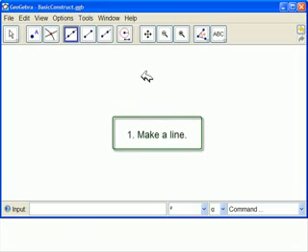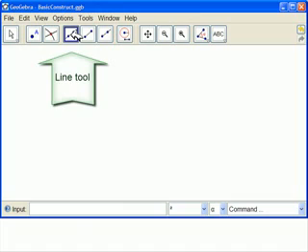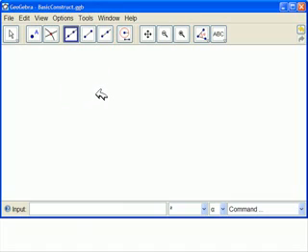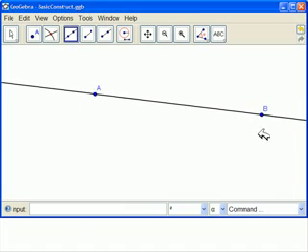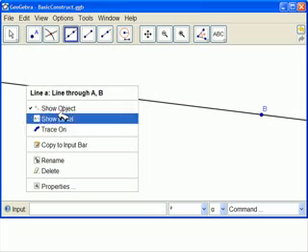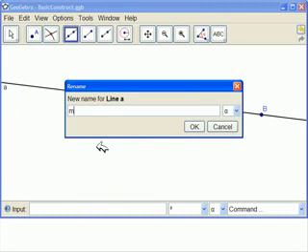So let's start by drawing ourselves a line. We get our line tool. Two points determine a line, so we usually put one over here and one farther away. Now we're going to label this line M. Currently it's A, so we rename it to M.